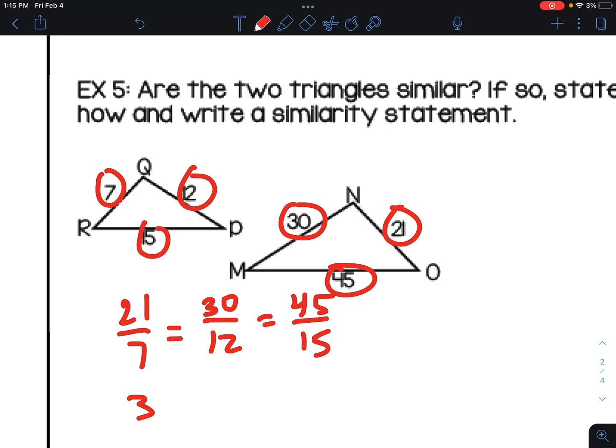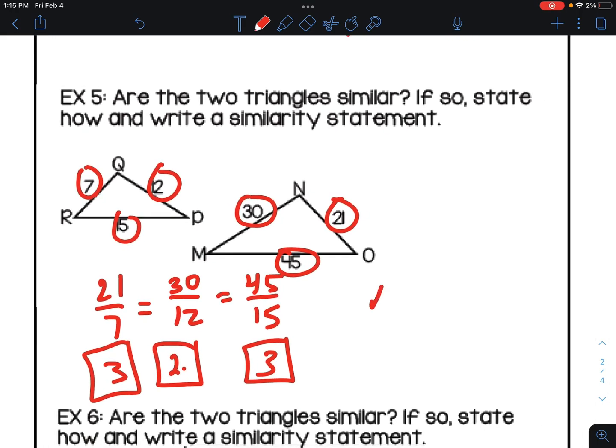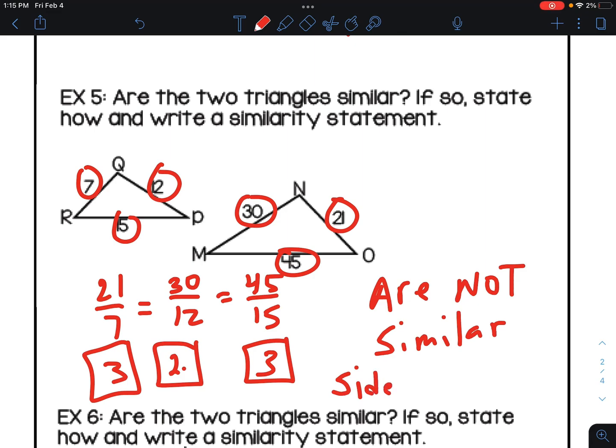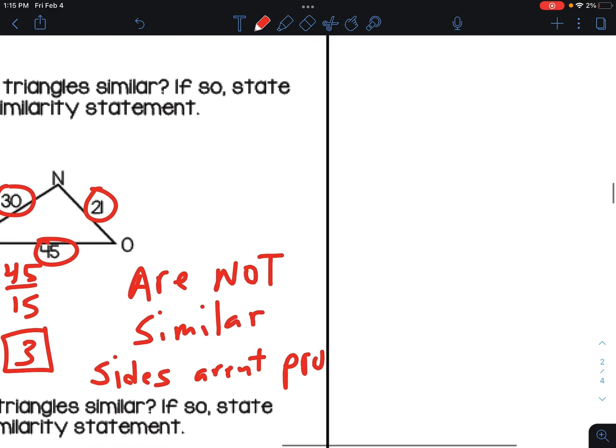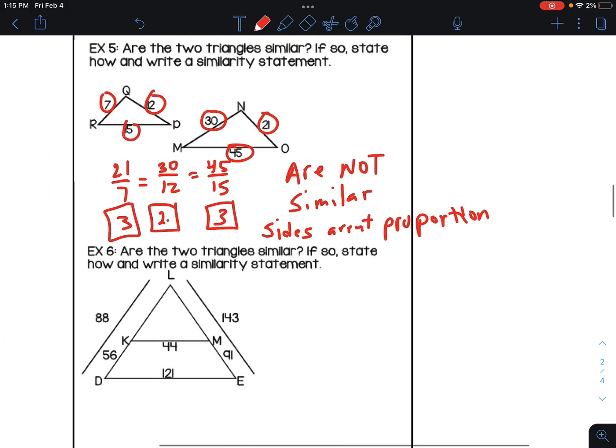Well, 21 divided by 7 is 3. 30 divided by 12 is not quite 3. So 2 point something. 45 divided by 15 is 3. Are they proportional when they don't equal the same thing? No. So the triangles are not similar. Corresponding sides aren't proportional. So you have to check all 3, not just 2.